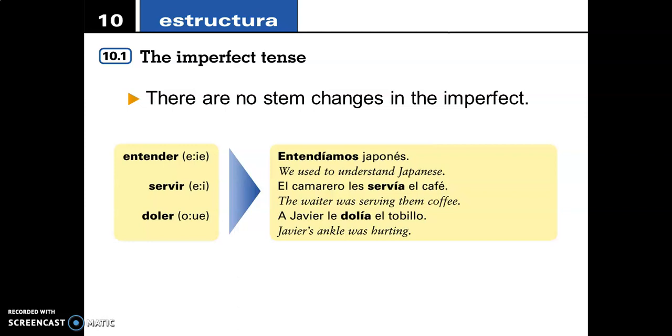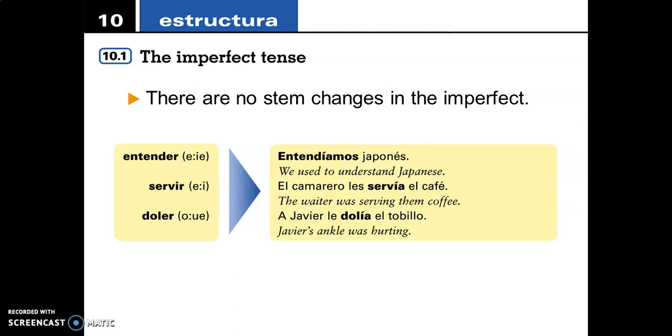Entender is normally a stem changer, right? But not in el imperfecto. Entendíamos japonés, right? Servir is usually a stem changer. El camarero les servía el café. He was serving, right? The café. Doler is usually o-d-u-e.